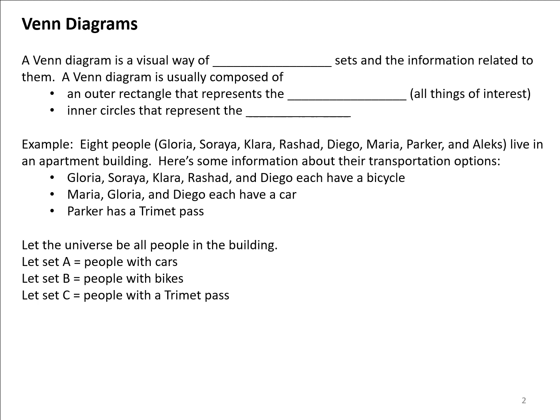A Venn diagram is a visual way of representing sets and the information related to them. A Venn diagram is usually composed of 2 or more things. Specifically, first, an outer rectangle that represents the universe. And what I mean by the universe for our situation is all things of interest in that situation. And then inner circles, it could just be 1 or it could be more, inner circles that represent the sets themselves.